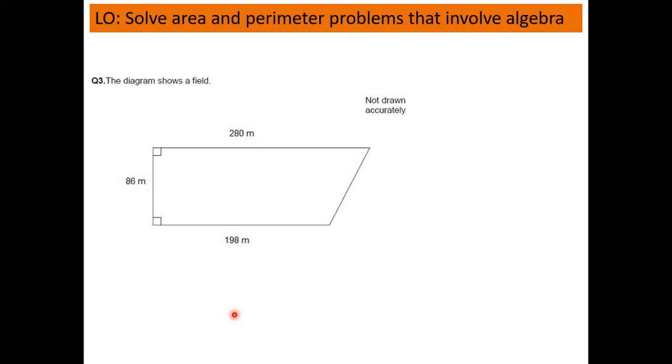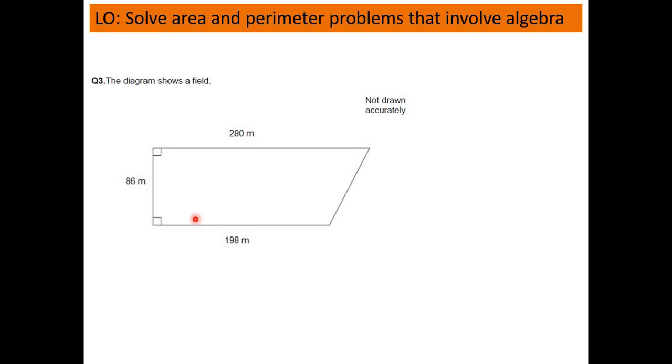Question 3, we've got a diagram of a field. Now we've been given some measurements along here. We've got 280 meters along here, 198 meters along here, and 86 meters up here. Now, this type of shape is a trapezium, as we looked at earlier. So we've got 2 parallel lines going along here, and we know that because we have right angles here. Because they're both right angles, these are both parallel lines.